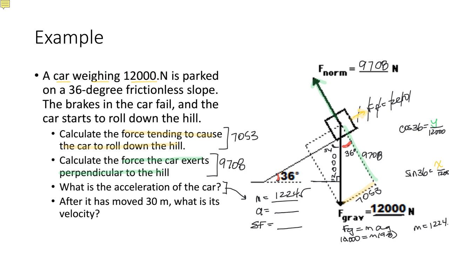If you look, you can see that this green line and this green line are equal and opposite. So the net force causing it to roll down the hill would be this yellow line downwards minus the yellow line of friction. And there's no friction, which means that the net force would have to be 7,053 down the hill. Using F equals ma, we can find the acceleration of the car, which is 5.76 meters per second squared.